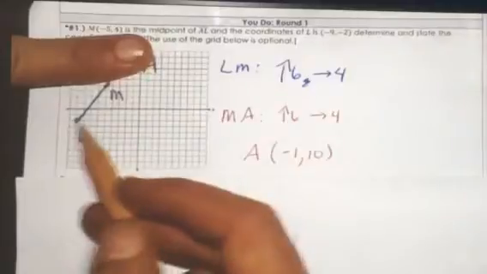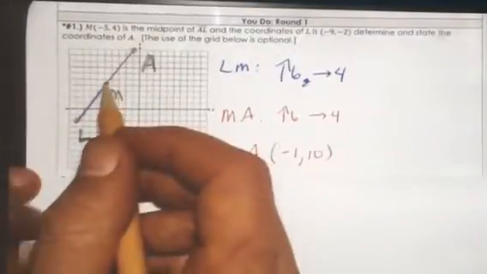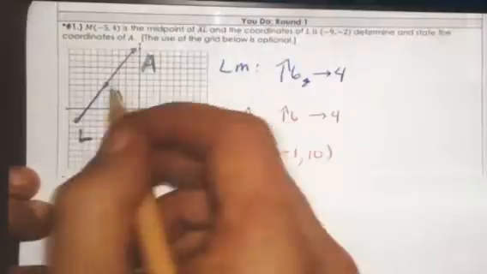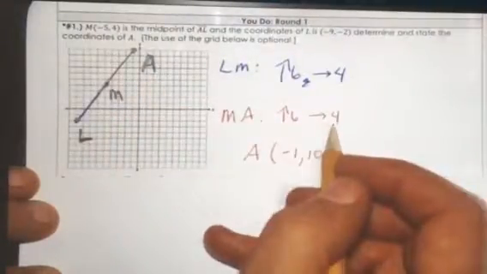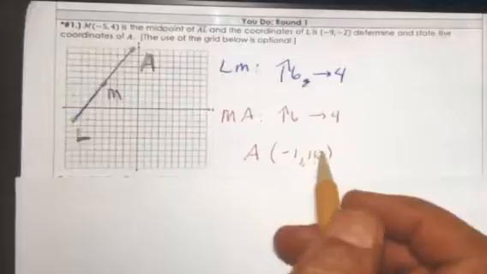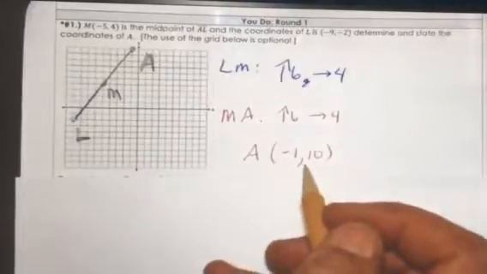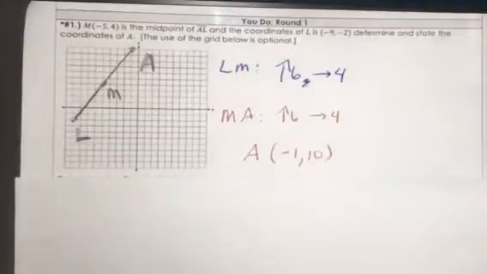So let's measure LM. We see a move up 6 and a move right 4. So then, to get to A, we need another move up 6 and right 4. And when we make that move, we end up at negative 1, 10. I'm not sure if they wanted us to do this problem in a more complicated way, but this is a pretty simple problem. The coordinate of A is negative 1, 10. All right.